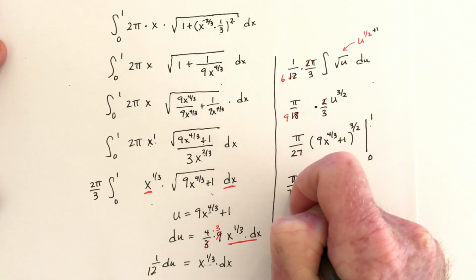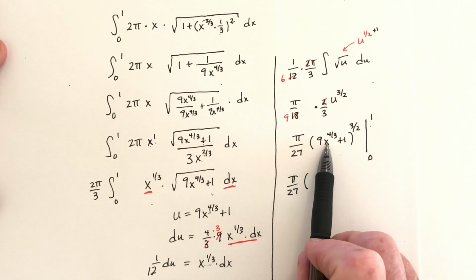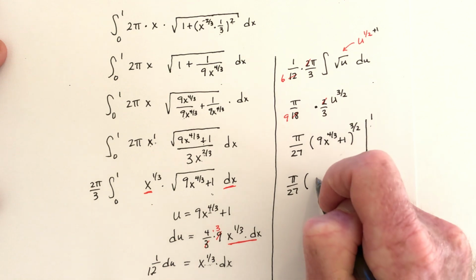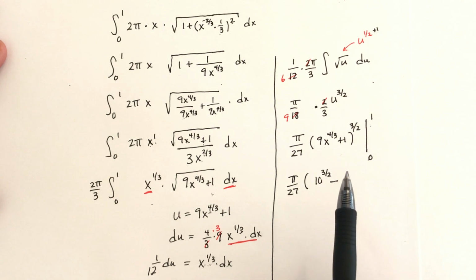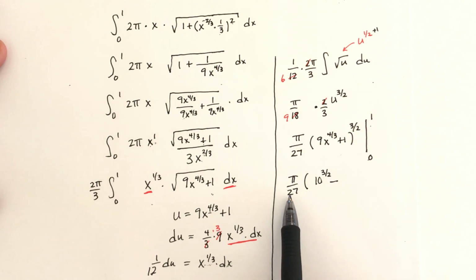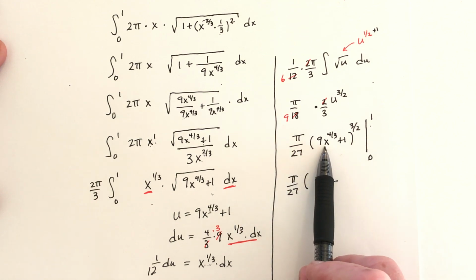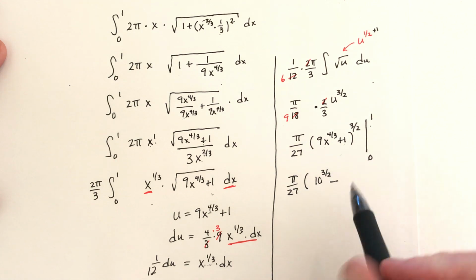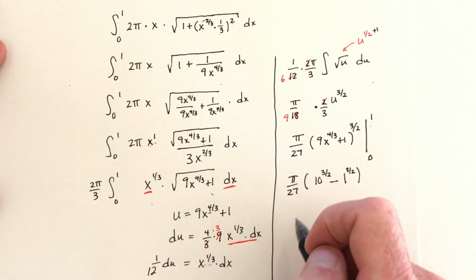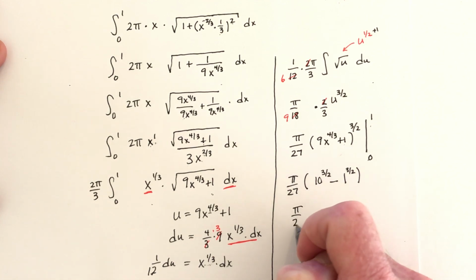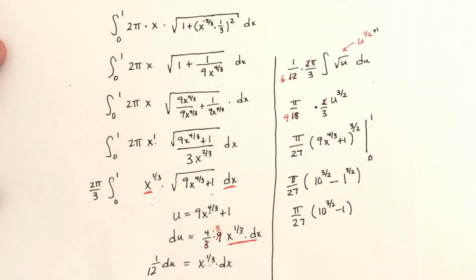So we've got our pi over 27. And then when you substitute 1, this will be 9 times 1 plus 1. So that's going to be 10 to the 3/2 minus, and notice that I just factored out the pi over 27, so I don't have to carry it around over here. So when I substitute a 0, this is going to be 0 times 9, so that's gone. All that's left is a 1. And then 1 to the 3/2 is just 1. So you could say that the answer is pi over 27, and then 10 to the 3/2 minus 1.